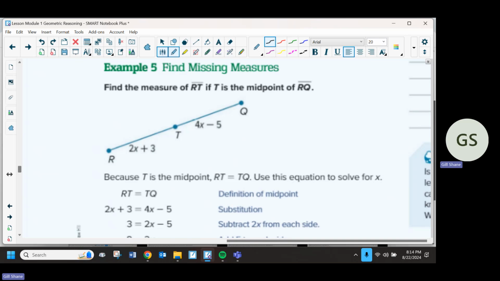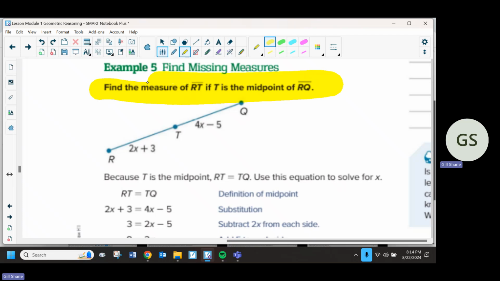Oh, really quickly, I did not do this in class. I believe I did this in the separate video on midpoints. But this is super, super important, and we'll cover it a lot more in other lessons, but I still want you to know it. If I know that T is the midpoint, there is one number one concept.